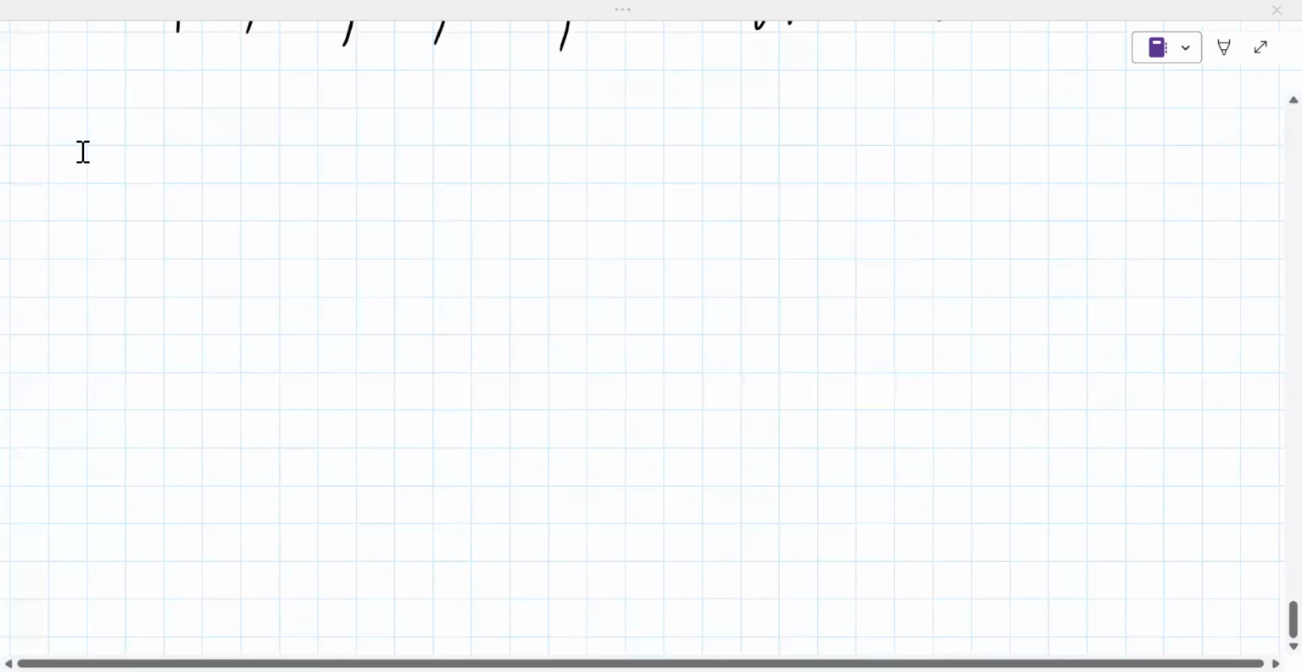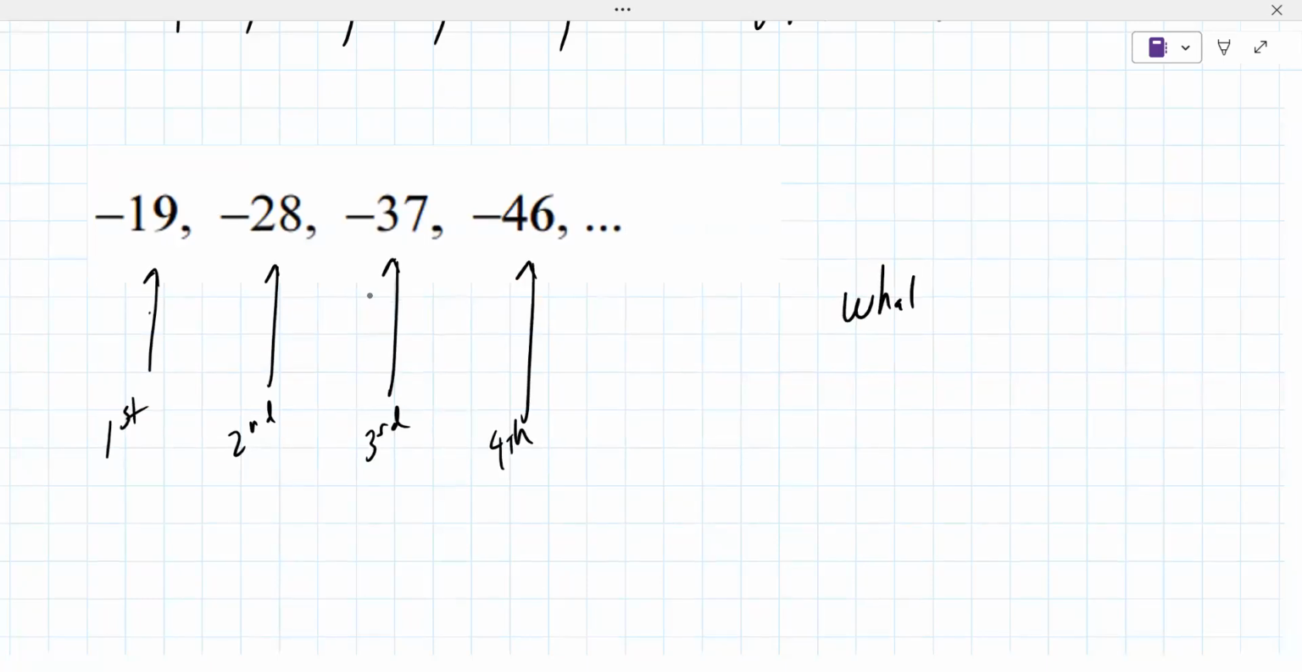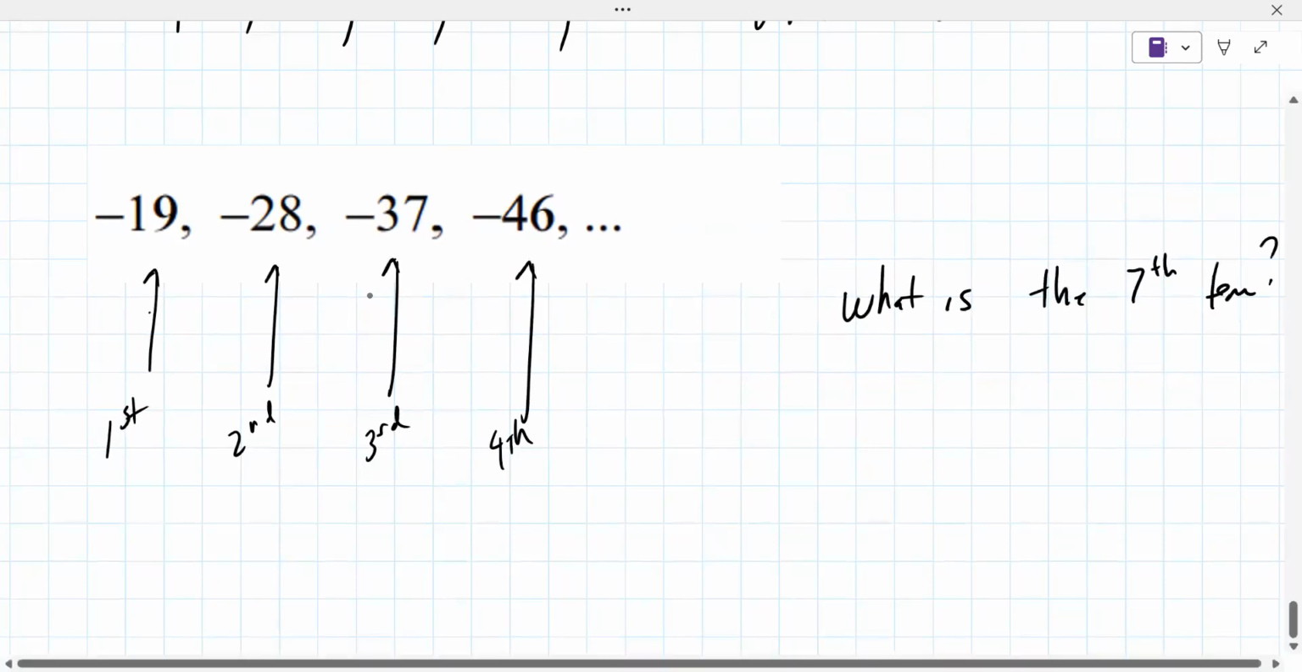So let me throw another sequence in front of you. Okay, so the first number is the first term, the second number is the second term, the third is the third, and so on. So if the problem asks you what is the 7th term, what they're asking you to do is to write out the 5th, the 6th, and the 7th. And to do that, you need to figure out what the pattern is.